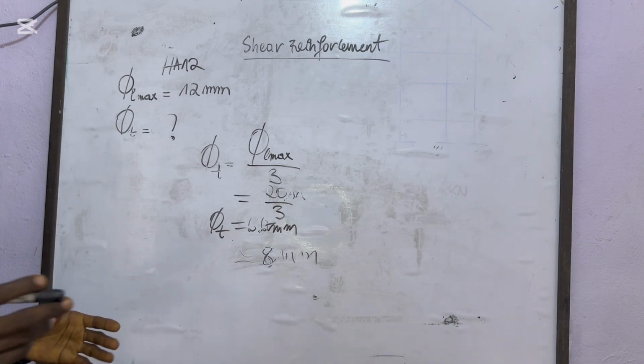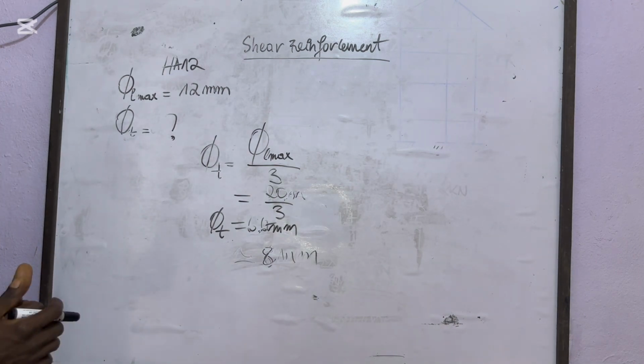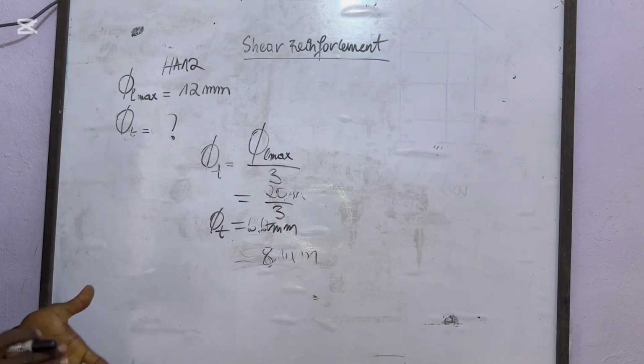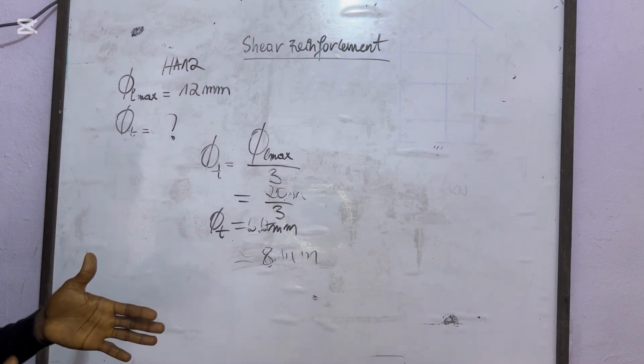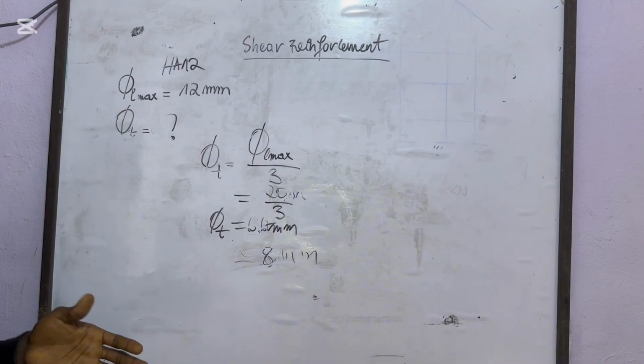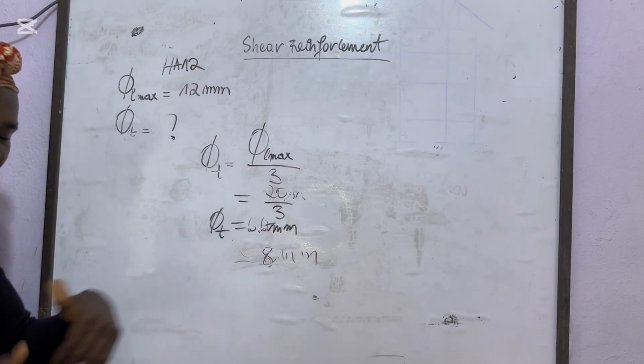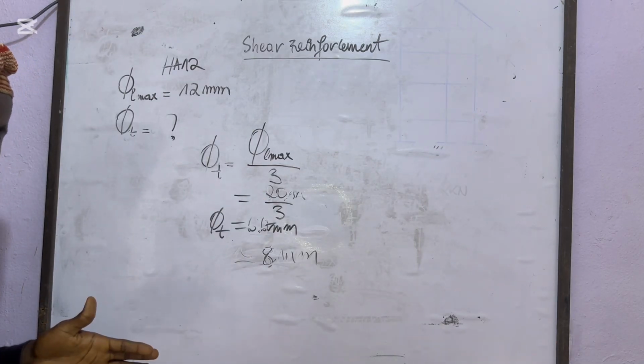But also, at times you have to check the shear forces. You have to check the shear forces acting on the structural element to ensure that the diameter that you have chosen will actually be able to withstand that shear force. But basically, that's how you obtain the diameter of your shear reinforcement.